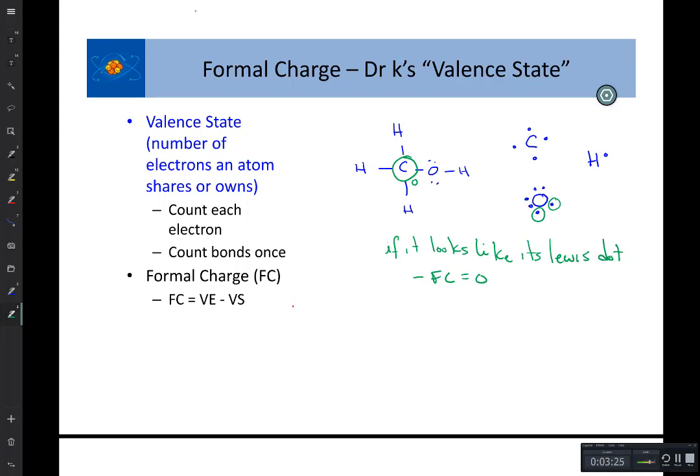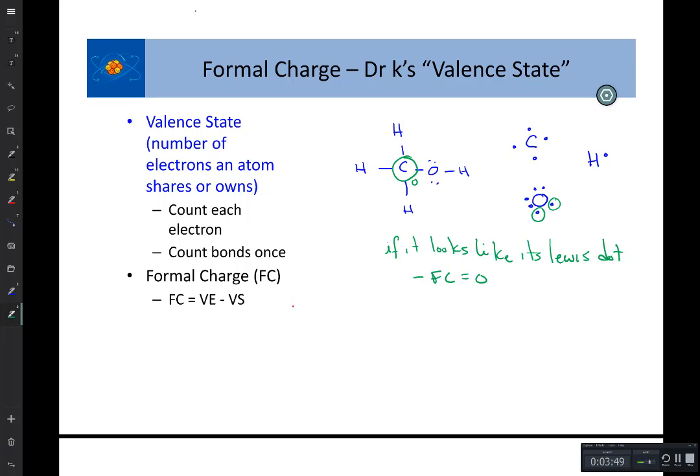For oxygen, it's based on its Lewis dot, it's 2 lone pairs and 2 bonds. Because it doesn't have its octet when it's like this. It needs to share another electron in each one. So we've got 2 here, 2 here, 2 lone pairs, and 2 bonds. If there's 2 lone pairs and 2 bonds, then the formal charge is 0.